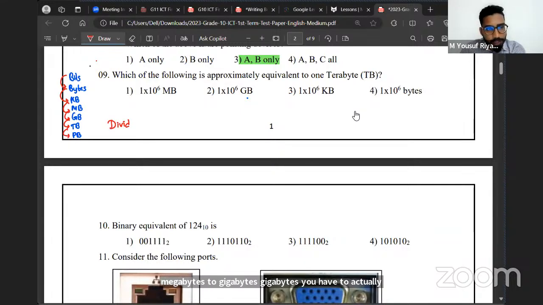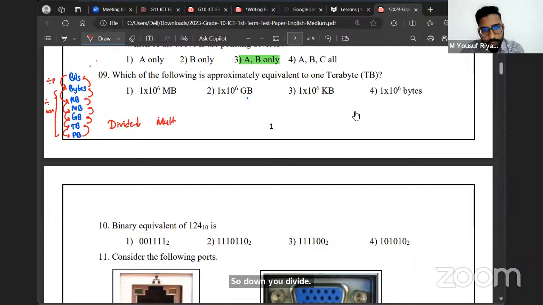Okay. From bits to bytes, you divide by 8. For the remaining ones, you divide by 1024. And if you're going up from PB, TB, GB, MB, KB, these are all storage units. If you're going upwards, you multiply. So down you divide, up you multiply. This is 8, the others are all 1024. You think like this.